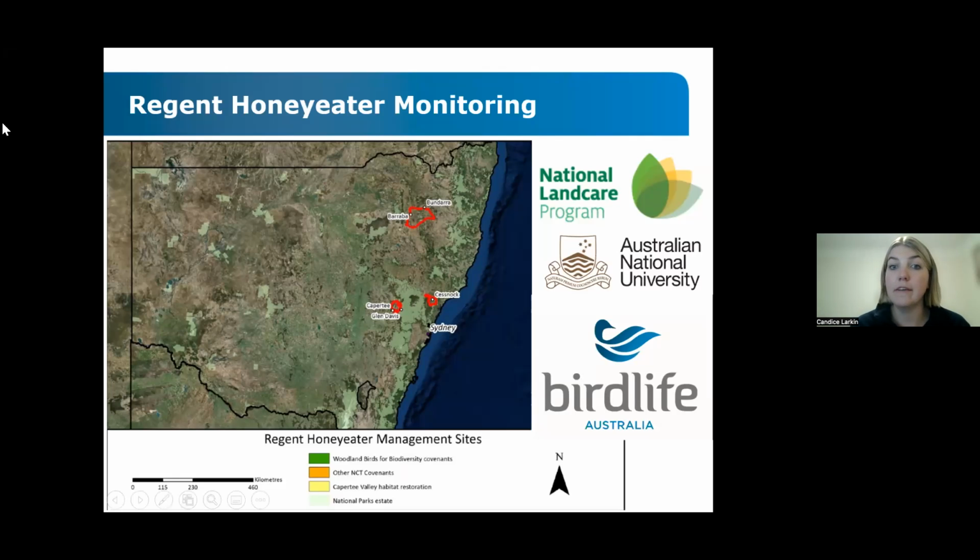So we have a lot of key sites up in the Bundarra-Barraba region. We also have sites around the Lower Hunter and in Capertee and Glen Davis. And then we also have sites further down, going into Chiltern-Mount Pilot National Park in Victoria.